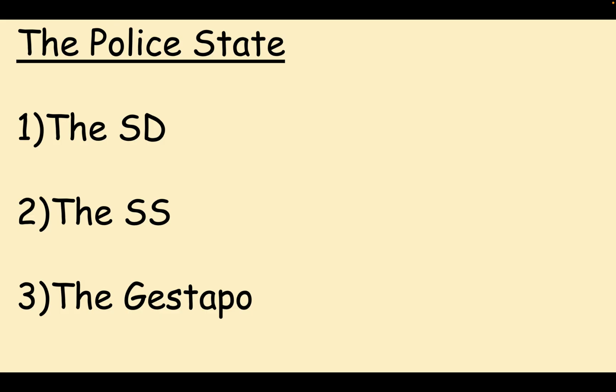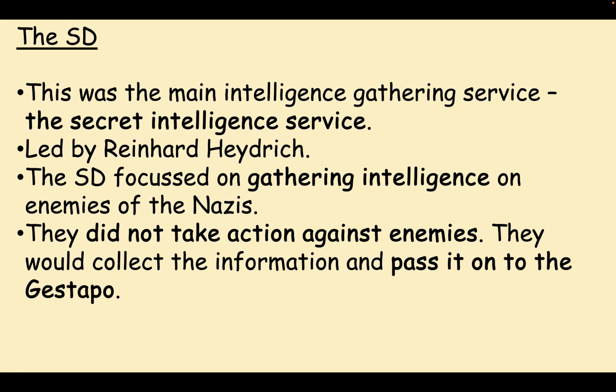The Gestapo, the third group, is a little bit like the SD in that they spy on people and gather intelligence, but the Gestapo also arrest people and interrogate and torture them. So not only are the Gestapo spying and investigating, but they're also torturing and interrogating people for information. So we'll start with the SD.